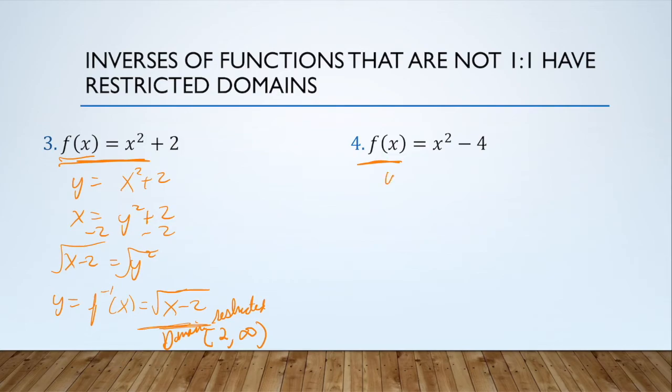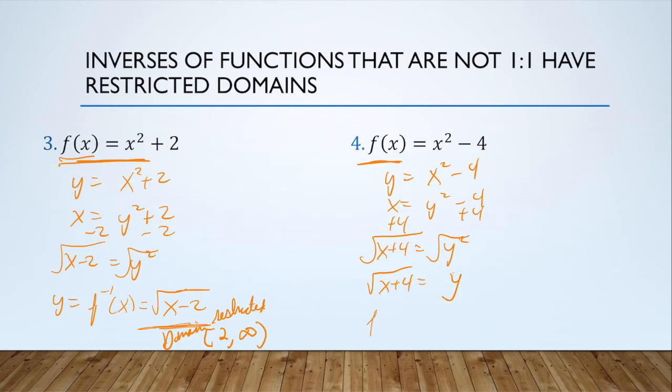Let's try this again. I have y equals x squared minus 4. x equals y squared minus 4. I go ahead and add 4 to both sides. x plus 4 equals y squared. I take the square root of both sides. So I have the square root of x plus 4 equals y. So that's my f inverse.